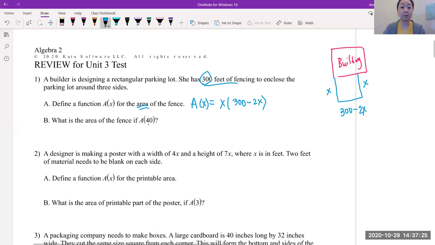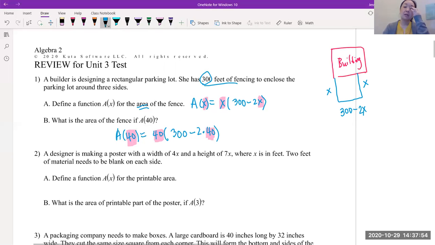Okay, and then what is the area of the fence if A of 40, right? So if x equals 40, what would the area be? So literally, we're just going to plug that in. So A of 40 is equal to, so now here's that x. So we write down 40 times (300 minus 2 times 40), right? So here are my x's, this is my 40, 40, 40. All right, they are all the same.